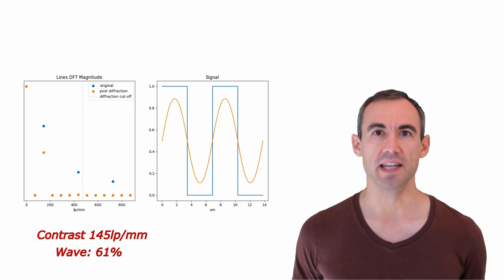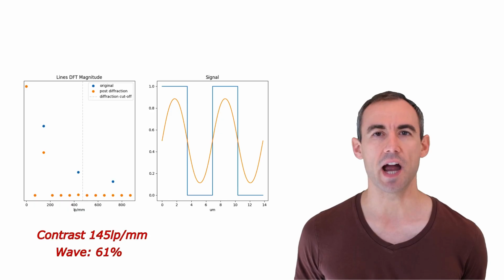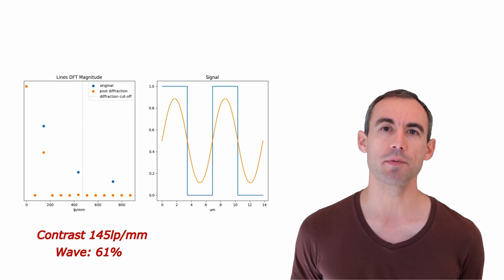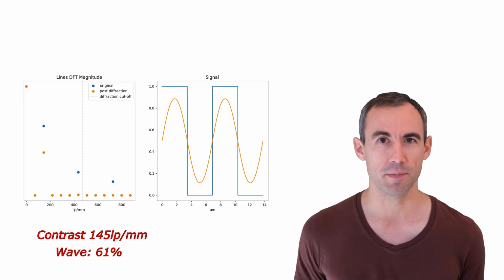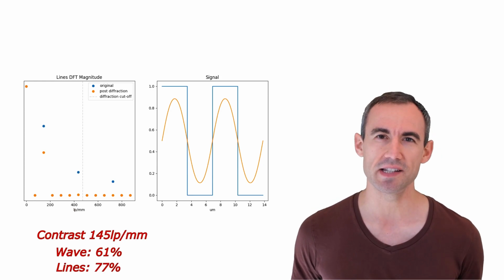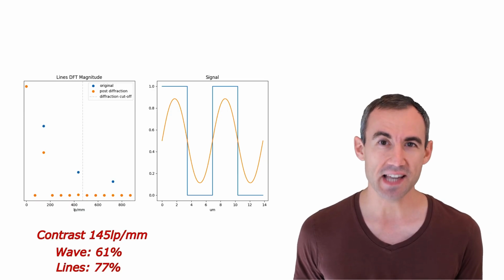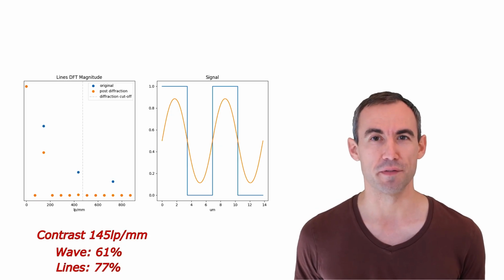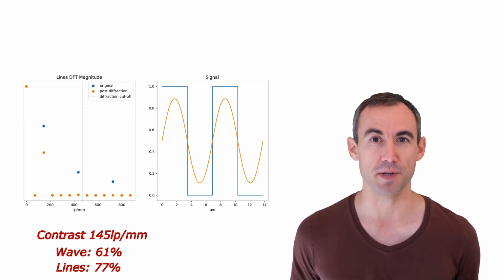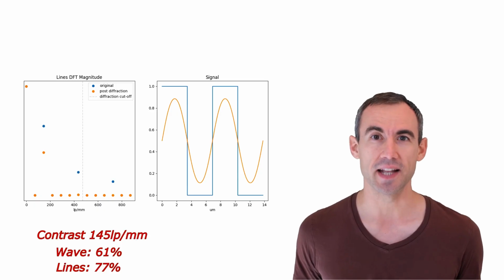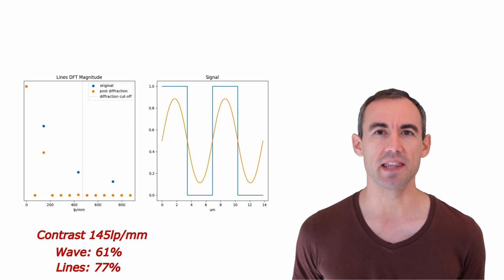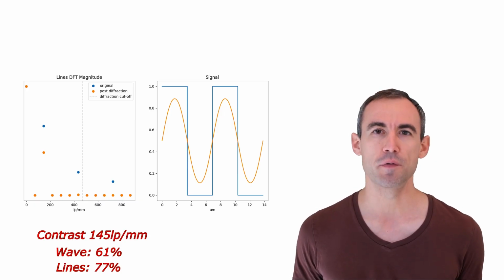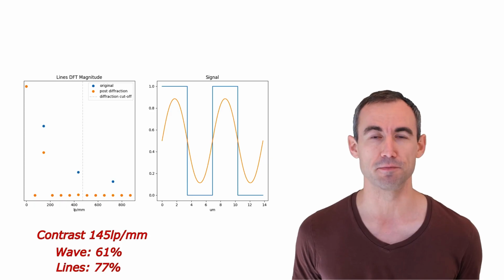If you look at the width of the lines, then you'll see that they are quite narrow. So here we are using a frequency of about 145 line pairs per millimeter. And our contrast is about 77%. This is higher than the 61% contrast that we got for a wave with a frequency of 145 line pairs per millimeter. And that illustrates that the contrast given in the MTF chart is about waves of a certain frequency, not about the frequency of other patterns like the line pattern.